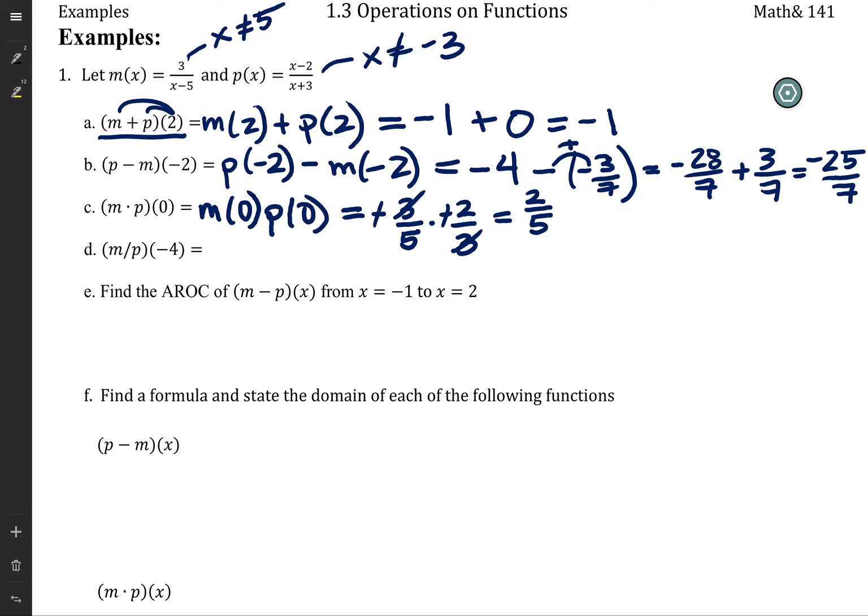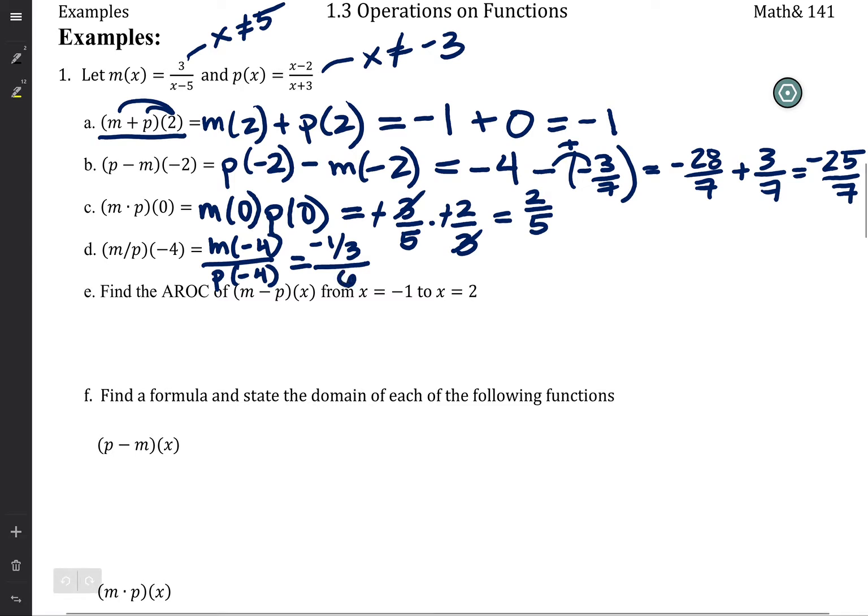And then m over p of negative 4 is the same as m of negative 4 over p of negative 4. M of negative 4 is 3 over negative 9, or negative 1/3. And p of negative 4 is negative 6 over negative 1, which is positive 6. That's kind of nice at least. I'm going to write that as 6 over 1 because I have a fraction division problem, which means I'm going to need to multiply by the reciprocal. So it's going to be negative 1/3 times 6 over 1, which becomes negative 2.